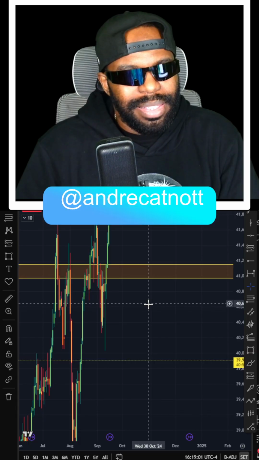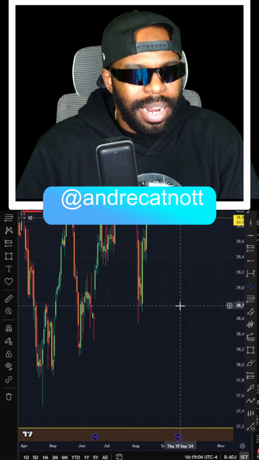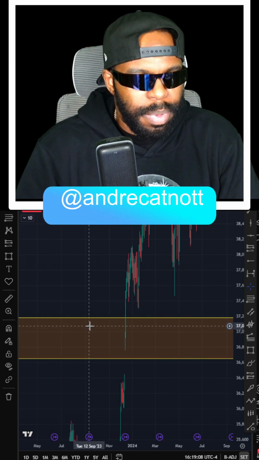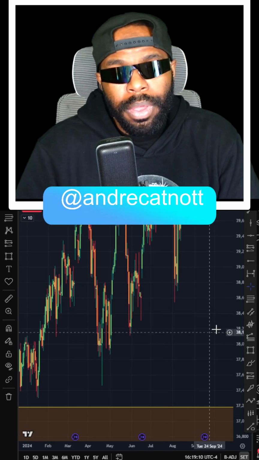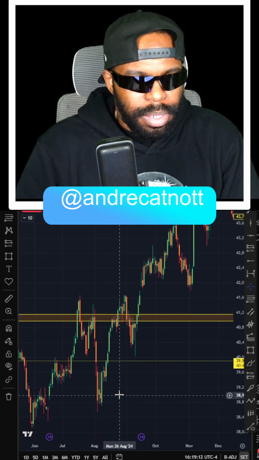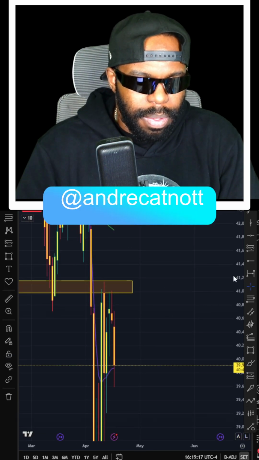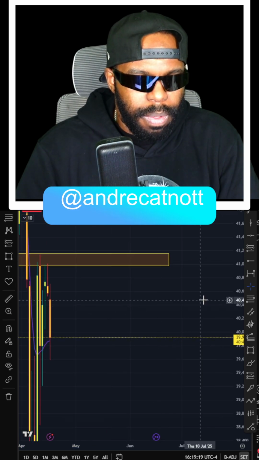it's not a zone like the one on the bottom, because this zone right here is really, really respected. This zone down here is really, really strong. But that's the previous weekly high of last week. Okay, let me draw it there. All right, cool.